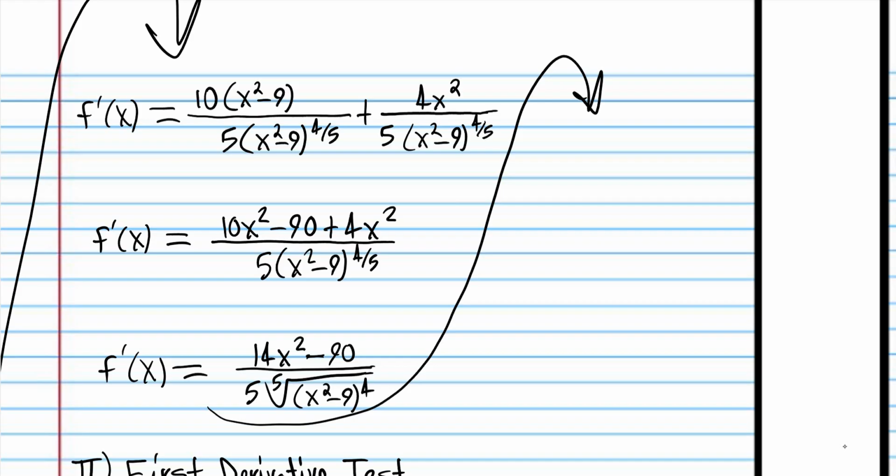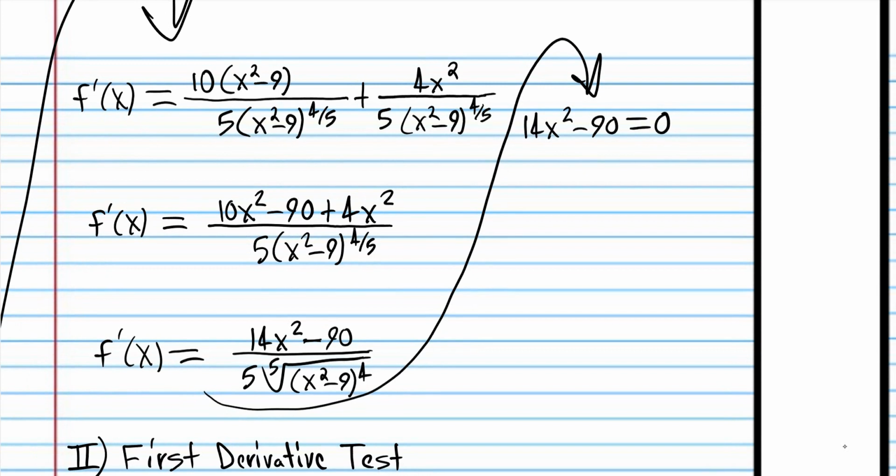So we're going to set the numerator equal to 0, because that means that the derivative is 0, and we'll end up with x is equal to plus or minus the square root of 90 over 14, which is 45 over 7, plus or minus the square root of 45 over 7.